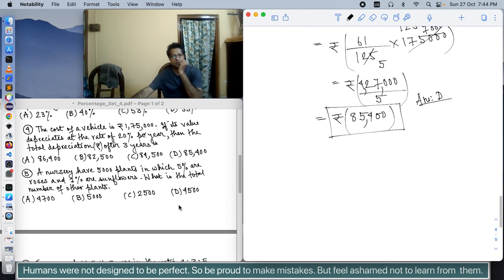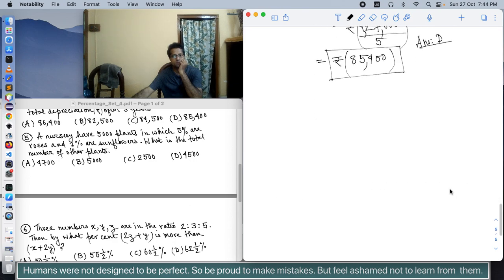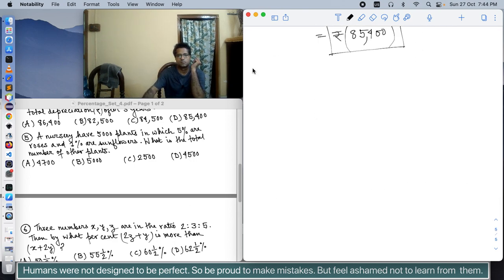Let's do problem number 5. A nursery has 5,000 plants, in which 5% are roses and 1% are sunflowers. What is the total number of other plants? A nursery has 5,000 plants, in which 5% are roses and 1% are sunflowers.